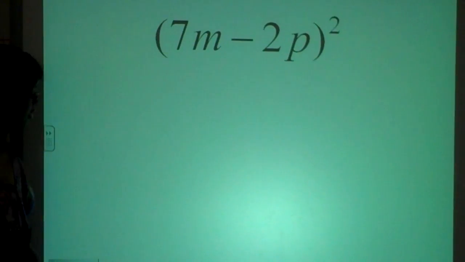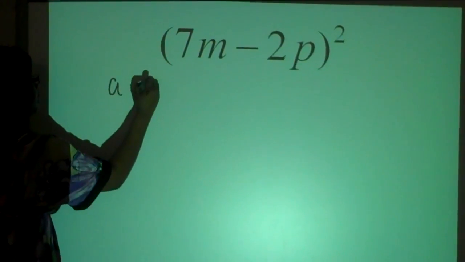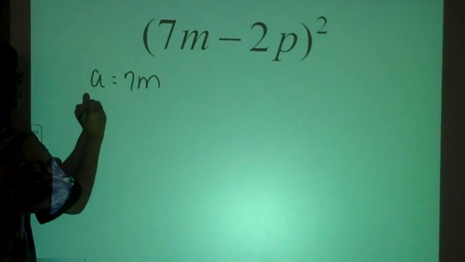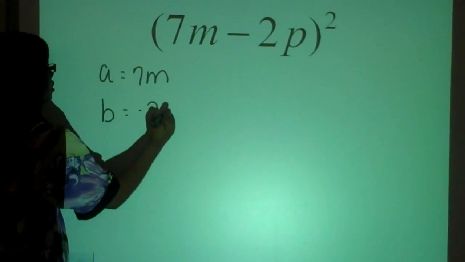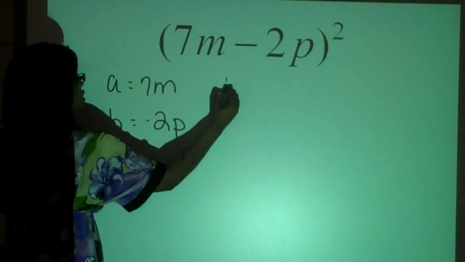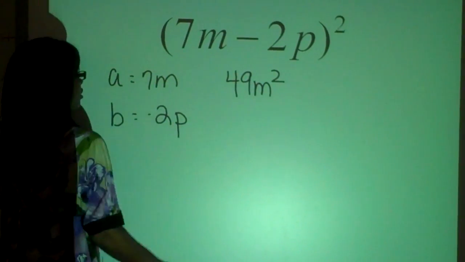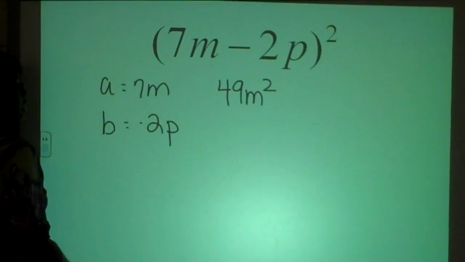Alright, 7m minus 2p, another one with subtraction. Your a is 7m. Your b is -2p. Square your first one, which is 49m squared. Multiply these 2 times 2.